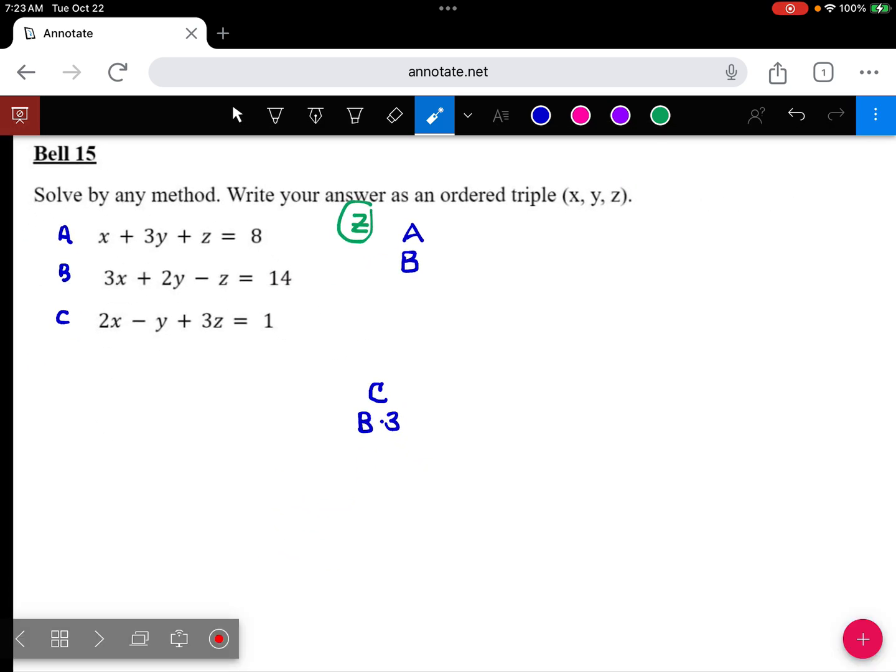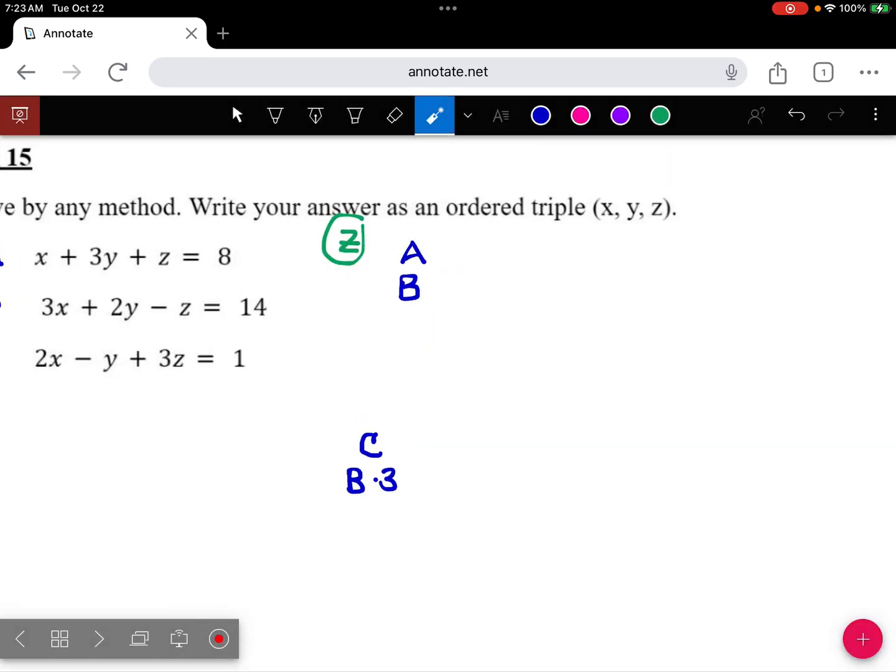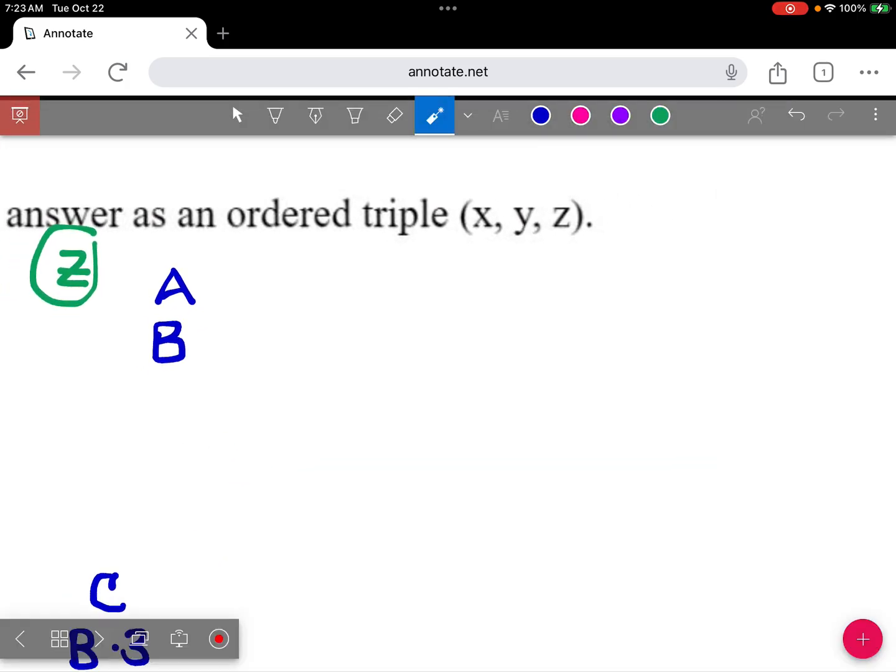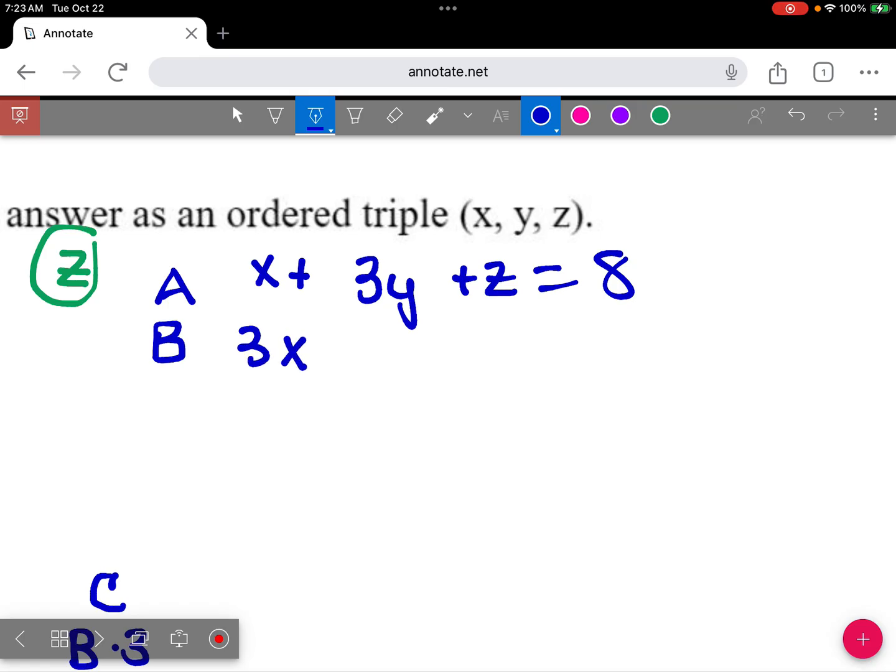So we're going to do that. I'm going to put my equations in here. I've got my A, that's x plus 3y plus z equals 8. And my B is 3x plus 2y minus z equals 14.